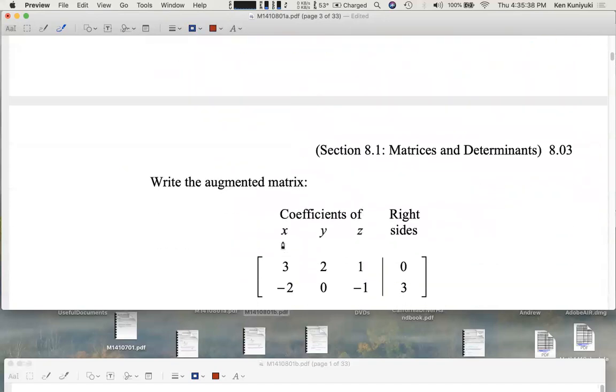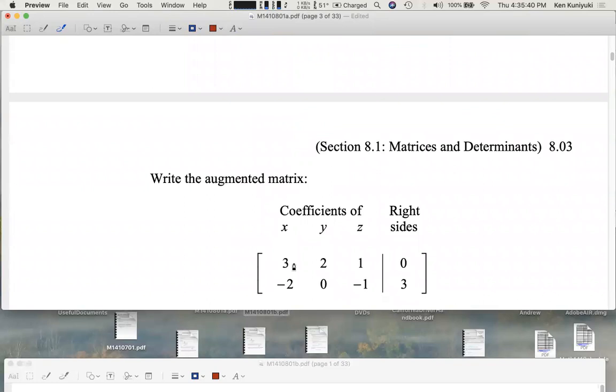The column for x coefficients: 3 and negative 2. The column for y coefficients: 2 and 0. A lot of people miss that. The coefficients for z: 1 and negative 1. The right-hand sides: 0 and 3. Overall, what size is this matrix if you ignore the slash over here? Overall, this matrix is 2 by 4.